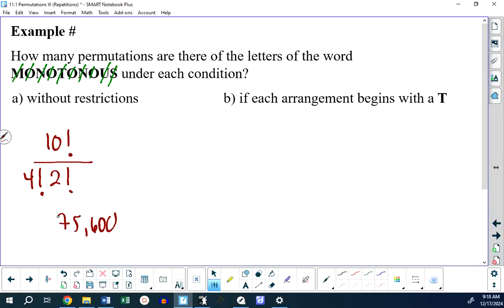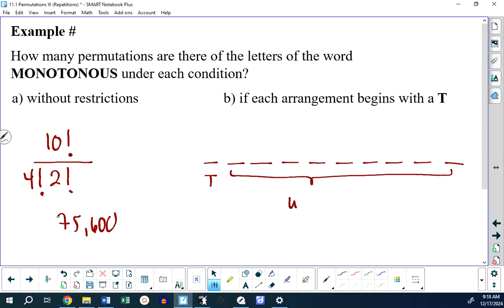Each arrangement begins with a T. Well, the first thing we need to be aware of is the fact that there's only one T. So really, what we need to do is go to the fundamental counting principle. Well, we don't have to, but let me write it out. 1, 2, 3, 4, 5, 6, 7, 8, 9, 10. And this has to be a T, and this is, as I say, who cares? Right? It doesn't matter. We have no restrictions. That's all that means. So the fundamental counting principle says that since there's one T, you put the number there as being 1.